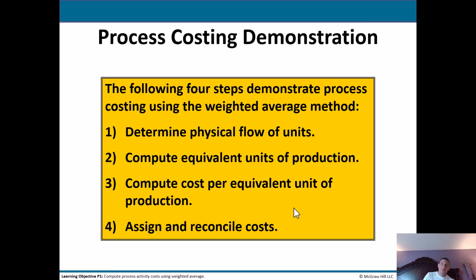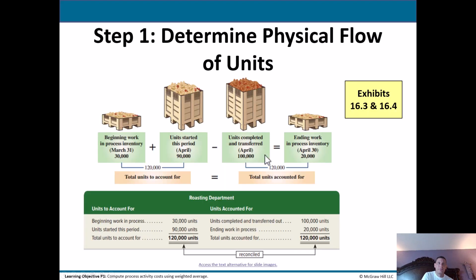The following four steps demonstrate process costing using what we call the weighted average method. At the end of this video, we'll look very quickly at the FIFO, first in, first out method too, just in case you ever run across that. Number one, determine the physical flow of units. Number two, compute the equivalent units of production, sometimes called EUP. Number three, compute the cost per equivalent unit of production. And number four, assign and reconcile costs. Number two is probably the most challenging of all four of these.